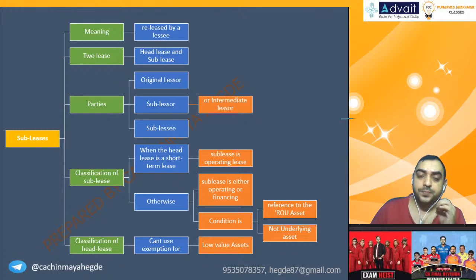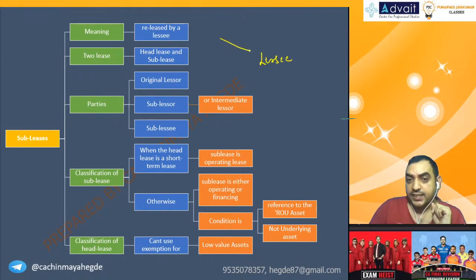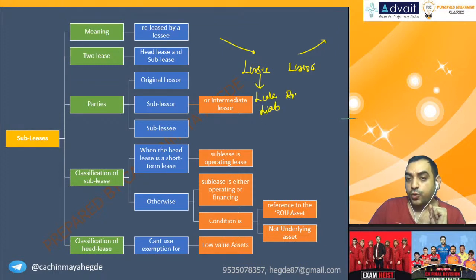Okay, sublease. Sublease means there are three parties. One party, the lessee, will take the asset and he will give the asset. So he is a lessee and he is a lessor. He is both the parties. So as a lessee, he will recognize lease liability and recognize ROU asset.